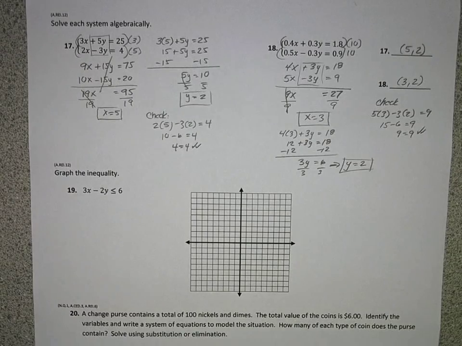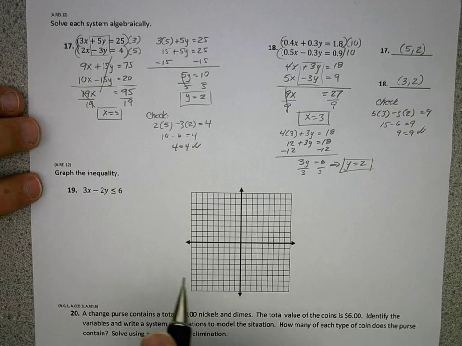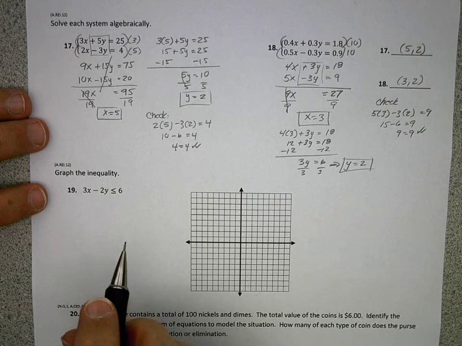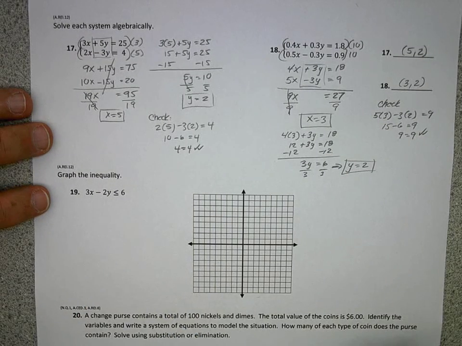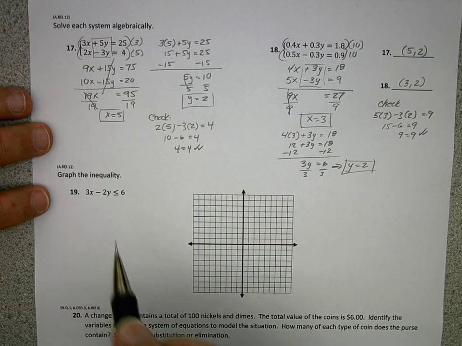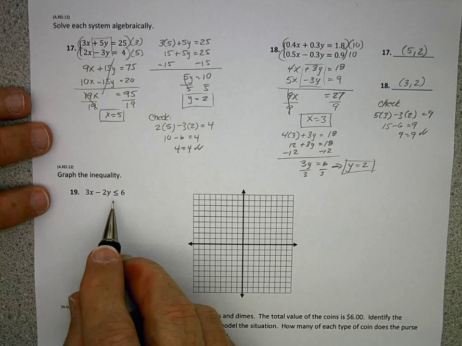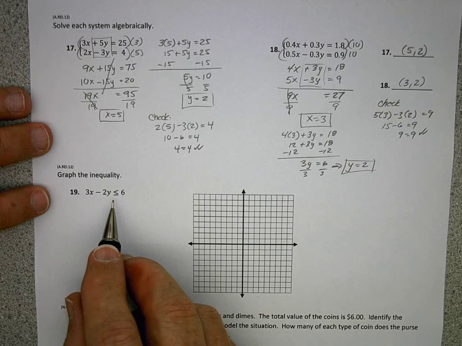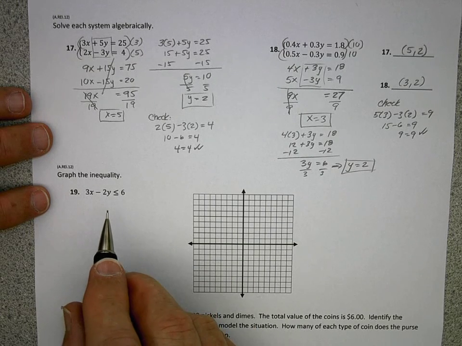And now we have the inequality. Well, first thing we want to do to graph an inequality is put it in the slope-intercept form so we can see how to graph it. The reason we do that is sometimes if we look here, that might be deceptive, because we think we're going to graph less than or equal to, but we have to check it out.